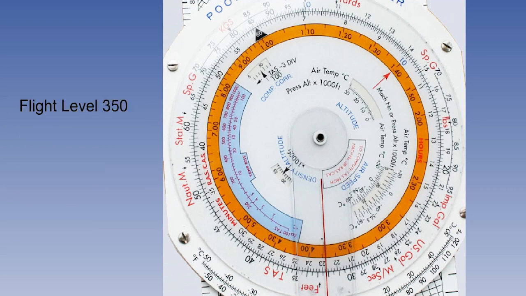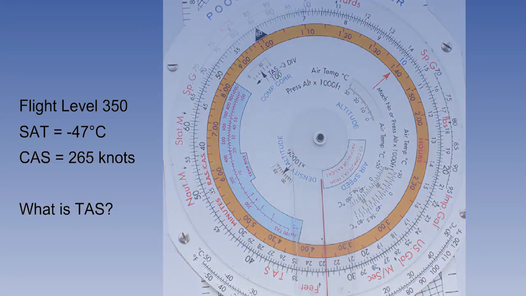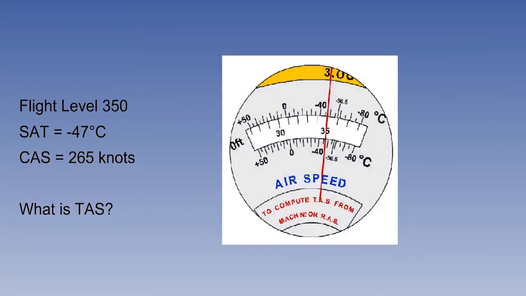Let's see how we deal with it in the following example. We are at flight level 350. The static air temperature is -47, and the CAS is 265 knots. What is the true airspeed? Start by calculating the TAS from CAS in the usual way.